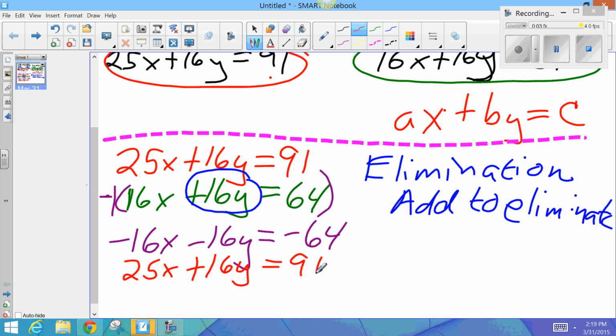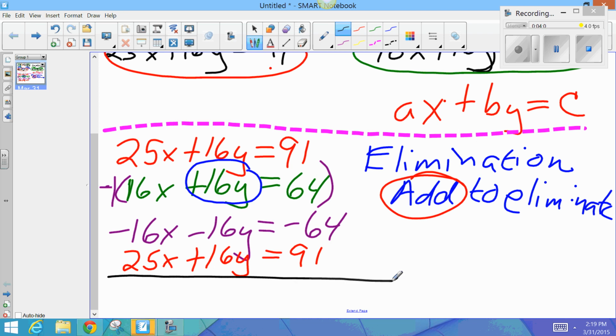Now I'm ready to add the two equations together. Negative 16x and positive 25x, I think that's 9x. I'm using a calculator to check my work there. 25 minus 16 is 9, yes. The y's cancel, that's what I wanted to happen. Bring down the equal sign, and I've got negative 64 and positive 91 equals positive 27.